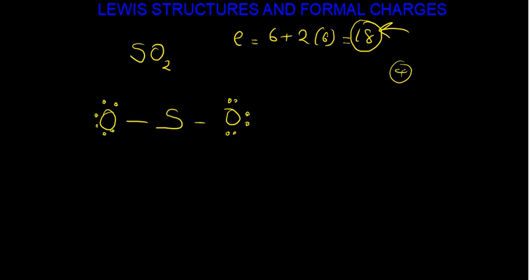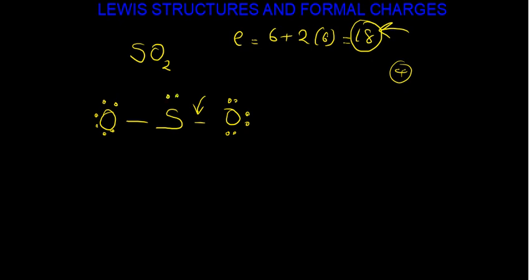So let's calculate how many electrons we've used. 6 on this oxygen, 6 on the other oxygen, that is 12. And then with the bonds, here it will be 14, and then 16. So we are remaining with 2 from the 18. So those 2 are supposed to come here.